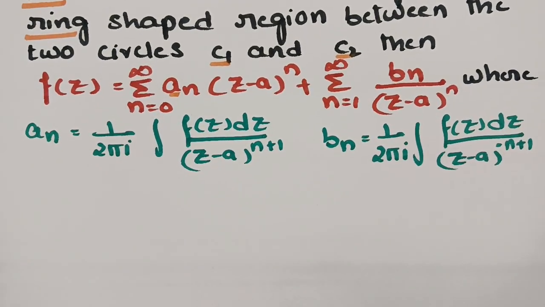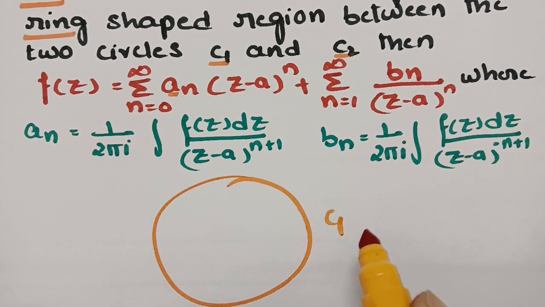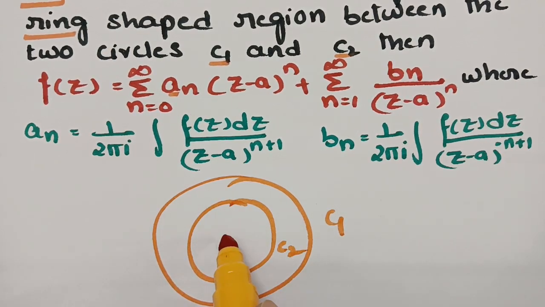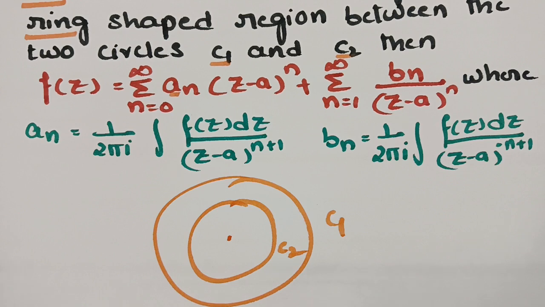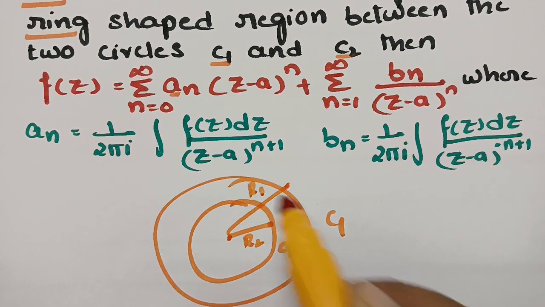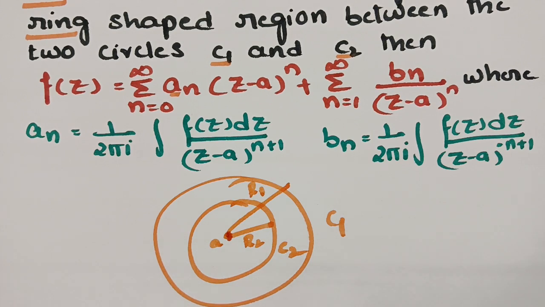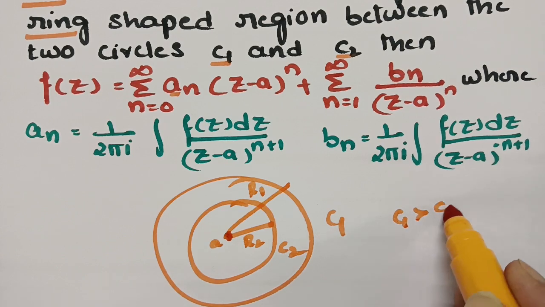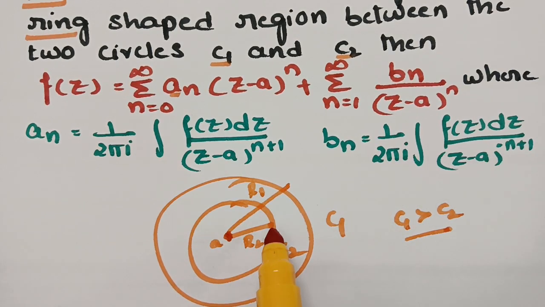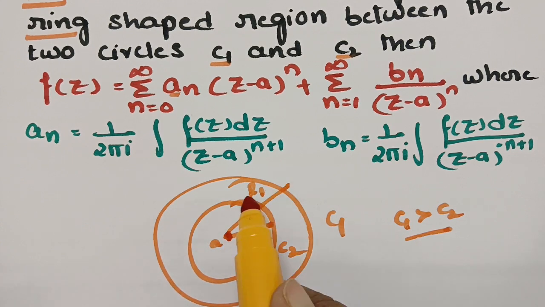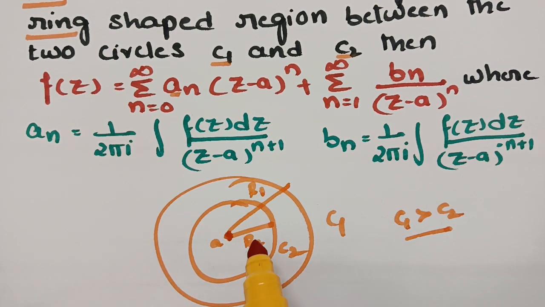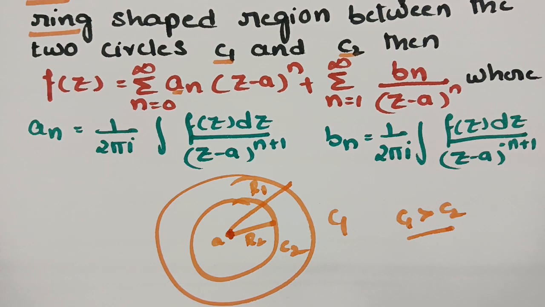Let me show you these two circles. This is circle C1 and the next one is circle C2, and this is the center point, and this makes the radius R2. So this is R2 and this one is R1. This is the point a, so a is the center point for the circles C1 and C2. Here you have to consider that C1 is greater than C2. Therefore, R2 is the radius for C2 and R1 is the radius of C1. So these two are concentric circles. Concentric circles means having the same center but different radii.